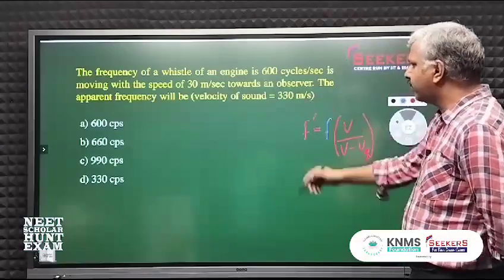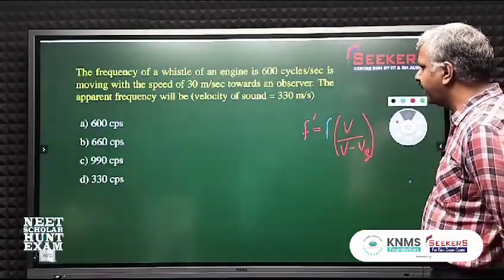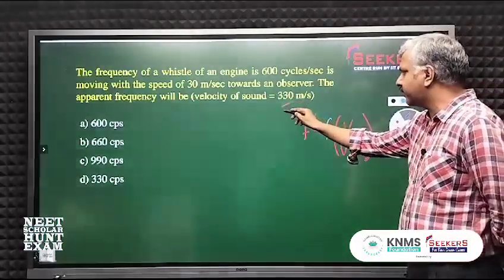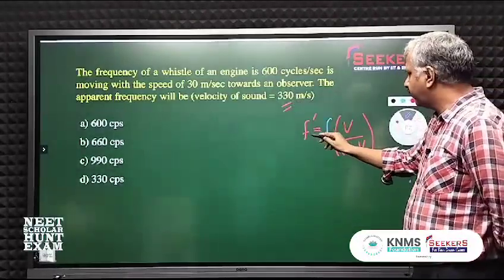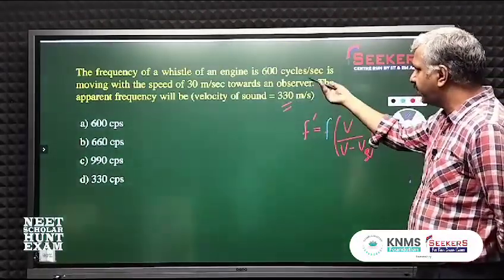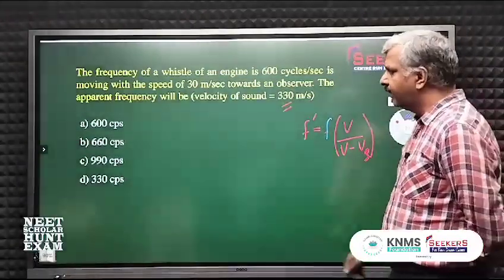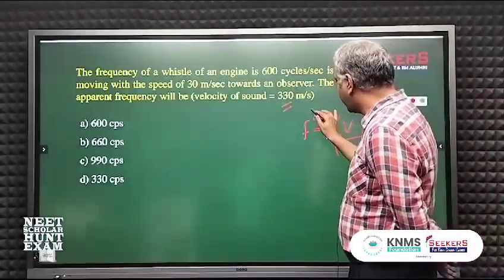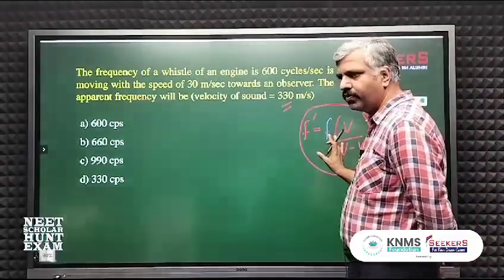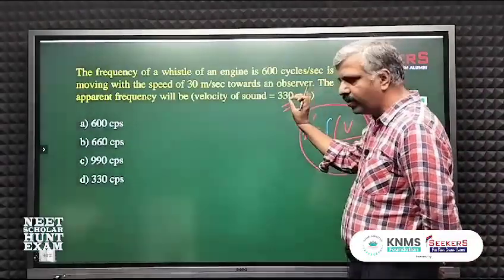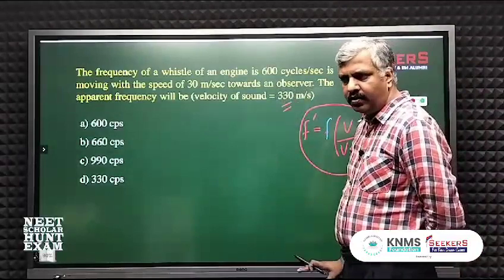So the source is now moving at 30 meters per second. Again, 30 meters per second is approximately 10% of this. So the frequency will increase by approximately 10%. So if we are talking about 600, the answer will be close to 660. So you see, for these kind of questions, I don't really have to apply this formula or do anything. I can just look at the question and then say what the answer is.